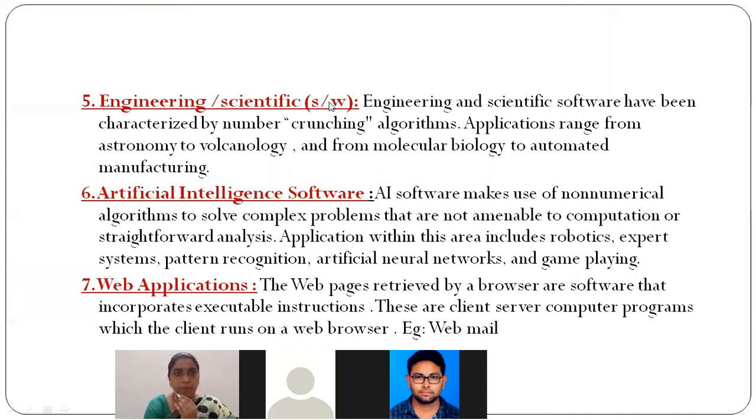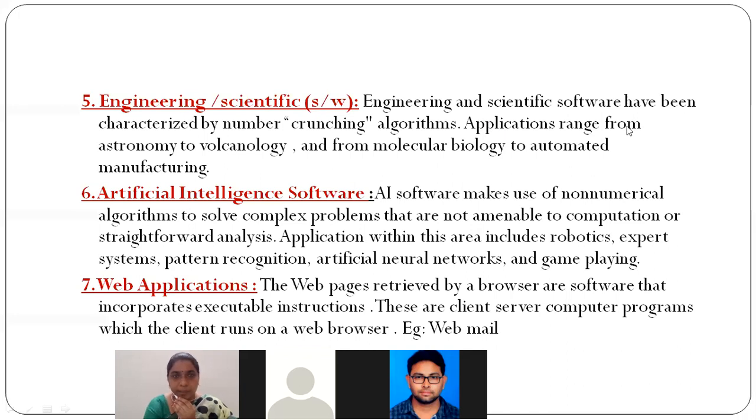Some particular group of softwares are used for engineering, or some particular group of softwares are used by scientific people, for research purposes or so on. So I can say that engineering and scientific softwares have been characterized by number crunching algorithms. Crunching in the sense, algorithms which involve mostly mathematical calculations. So these algorithms have most of the mathematical issues involved in them, which will be used by most of the engineering people or most of the scientific people.